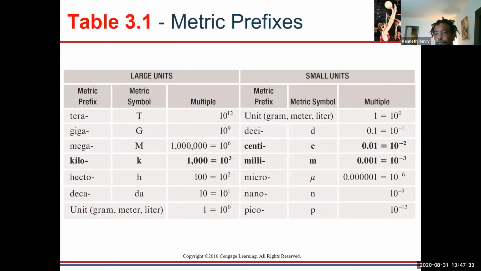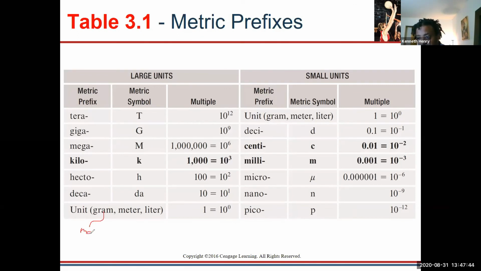So for instance, grams represents mass. Meters represents distance or length. And liters represents volume. So this is going to represent our base or our units. So these are the prefixes that we would use.